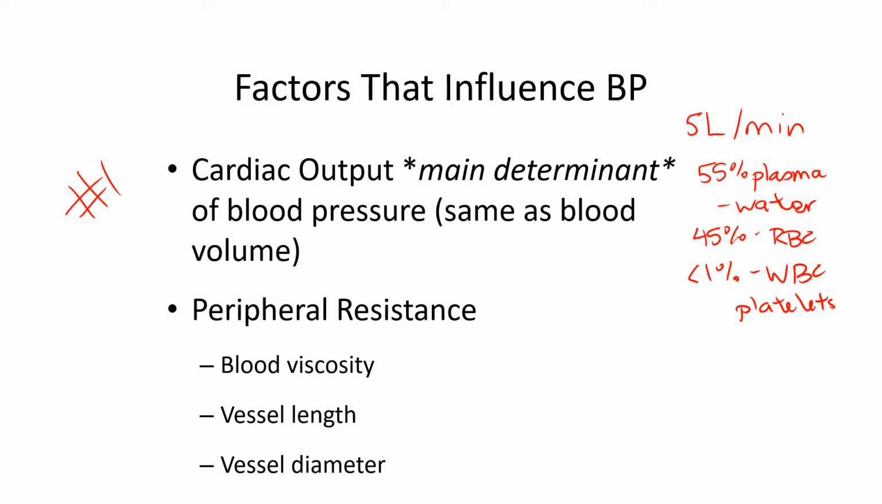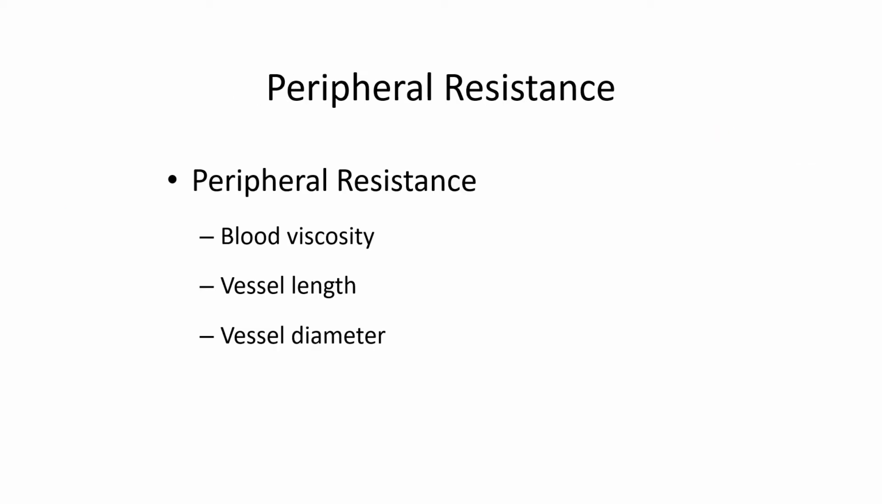Let's talk about peripheral resistance. Peripheral resistance comes in 3 forms. In other words, peripheral resistance is anything that provides resistance to blood flow. If you provide resistance to blood flow, you're going to have an influence over slowing down that blood flow. So we're going to talk about viscosity, which is the thickness of the blood, vessel length, and vessel diameter.